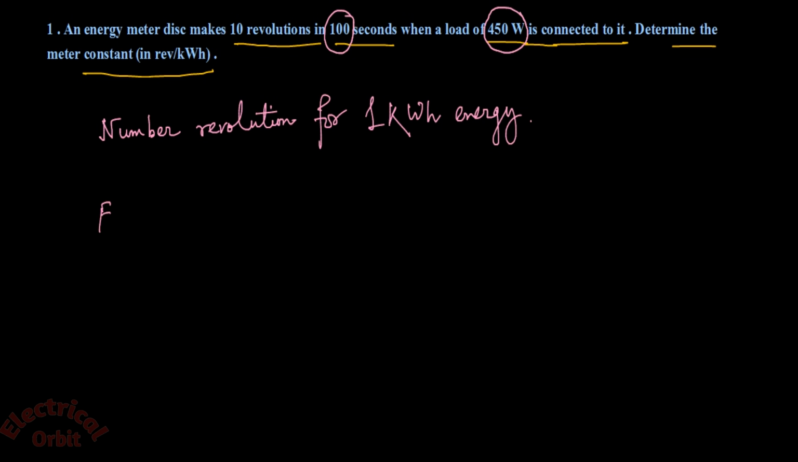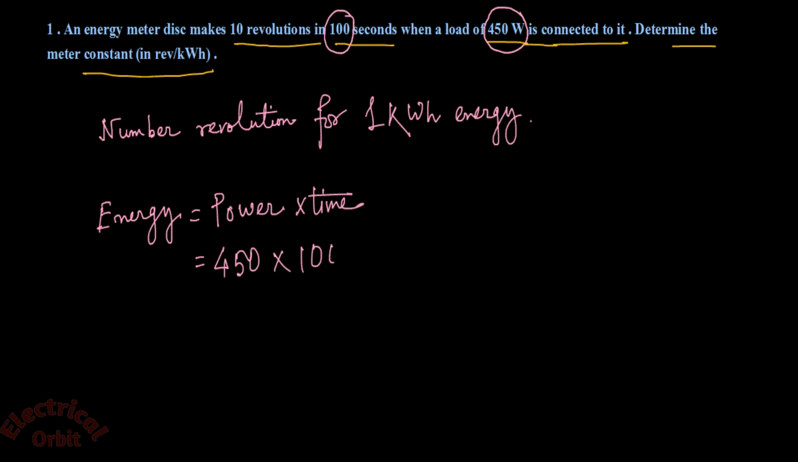So energy is equal to power into time, we know that. So how much power is given here? 450 watt. And how much time is given here? 100 seconds. Now if I want to get the unit of these things, that is 450 into 100, it will be in watt second, because this is watt and this is in second.